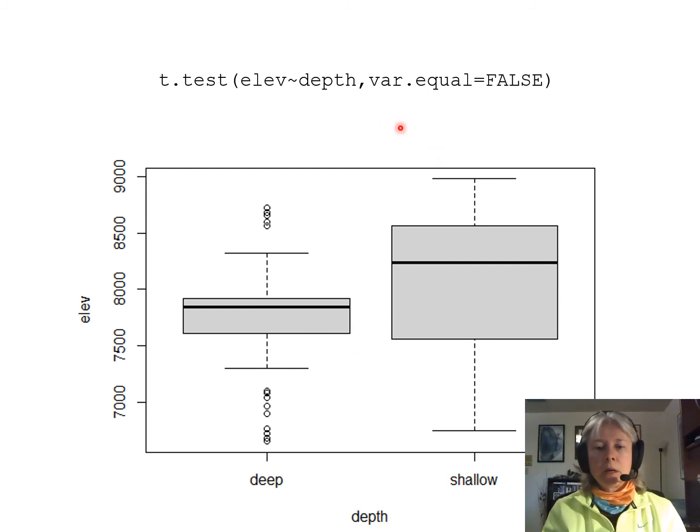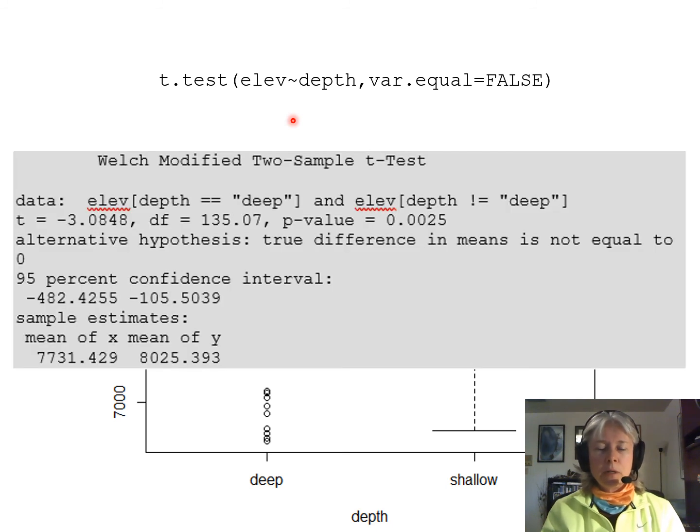And in this case, I've set the assumption var.equal equals FALSE, which means that we do not assume that the variance in the data is the same between these different soil depths here. And so when you run this t-test of these mean values, then this is what you get here. And the significant p-value here indicates that deep soils do not occur at the same mean elevation as do shallow soils. And ecologically, that makes sense.